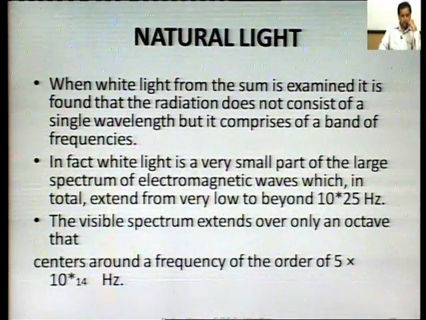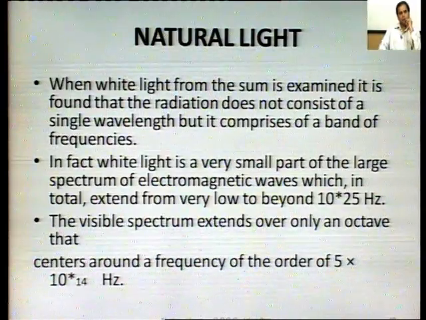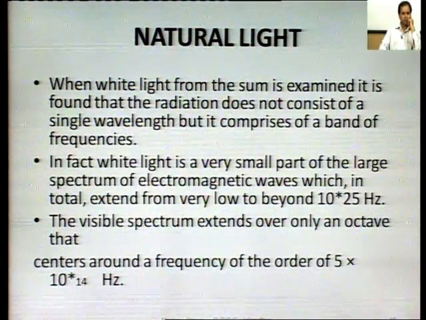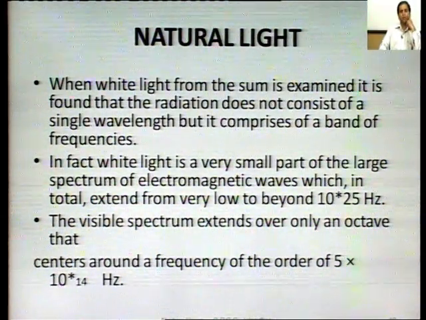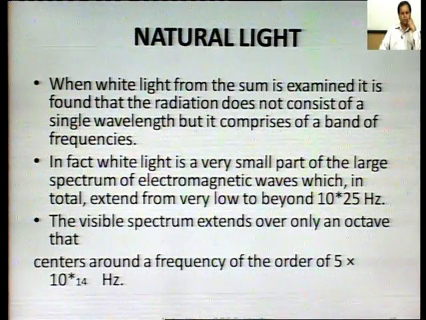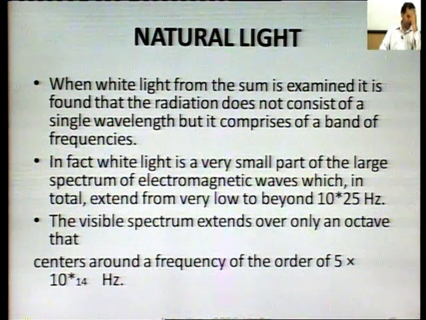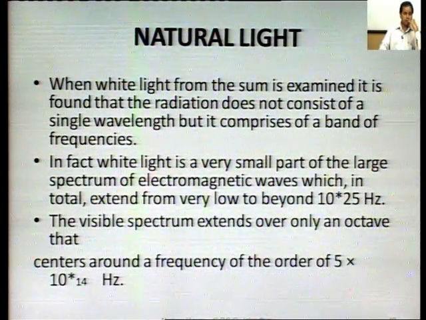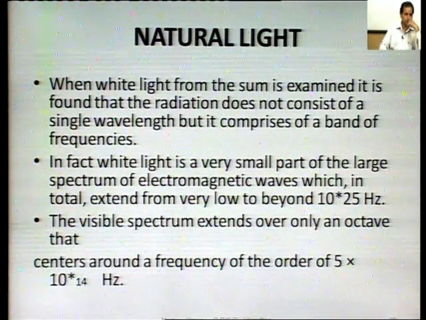Now, we will discuss what natural light is and how colors can be formed from natural light. When white light from the sun is examined, it is found that the radiation does not consist of a single wavelength, but it comprises a band of frequencies. It is not a single wavelength, but a band of frequencies. There are various frequencies, and it is a band, a range or a set of frequencies.